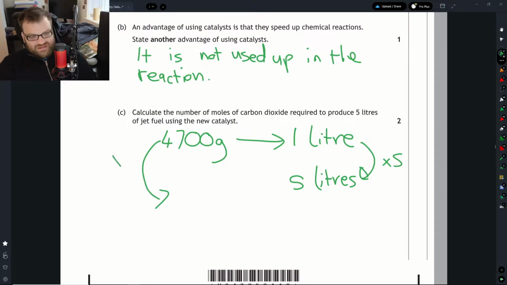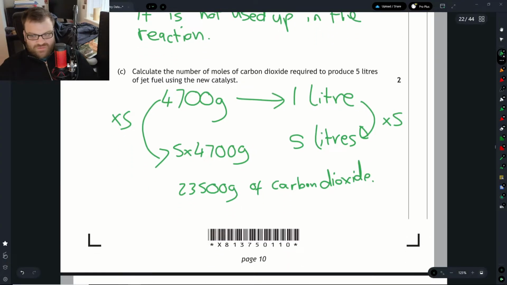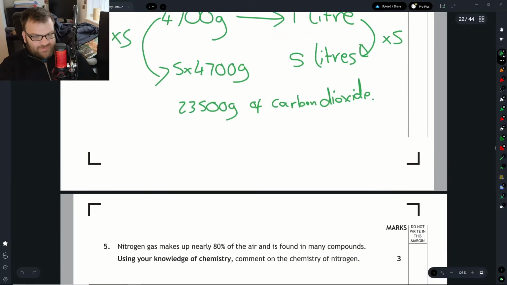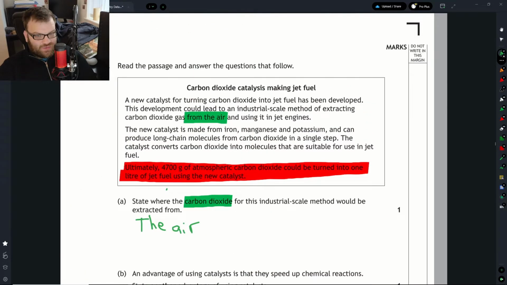So we would need 5 times as much carbon dioxide. So 5 times 4,700 grams. This will give us 23,500 grams. The question wants the number of moles. The data booklet states that n equals m over GFM, so mass divided by the GFM. So 23,500 divided by the GFM of carbon dioxide.